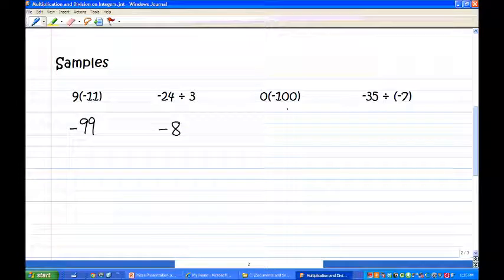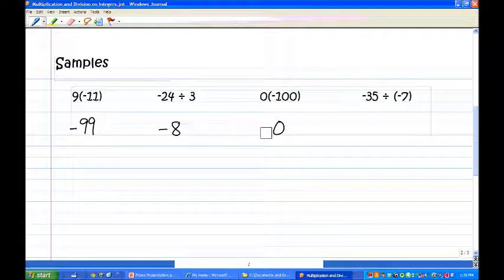0 times 100 is 0. Now this is a very interesting case because 0 is neither positive or negative. So even though the signs are different, do not do this. No, no, no, no. The answer is just 0.